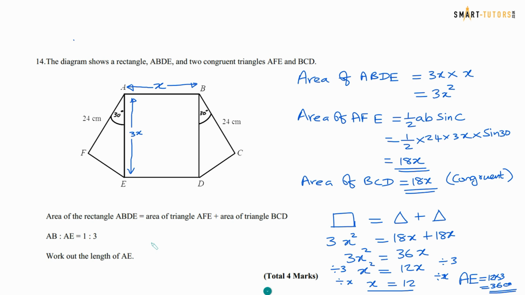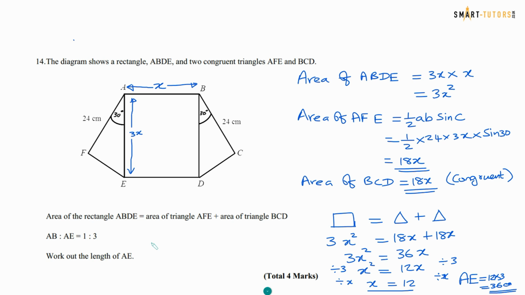For the area of a triangle, you can use the half ab sine C formula. Half, a is 24, b is 3x, sine 30 is the angle in between, and that gives the answer 18x. Because of the congruent triangles, they are exactly similar, so the area of BCD is also going to be 18x. So if you write the equation they gave, the rectangle's area 3x squared equals the addition of both triangles' areas.